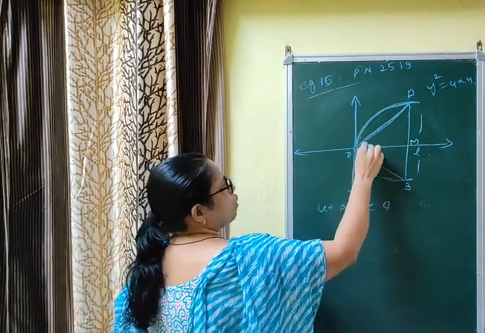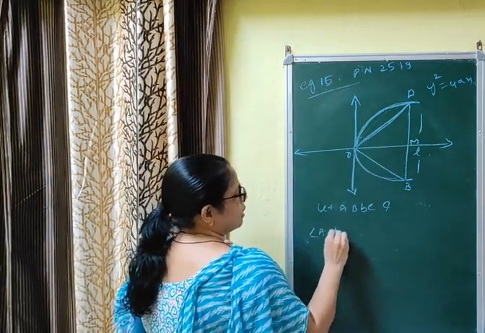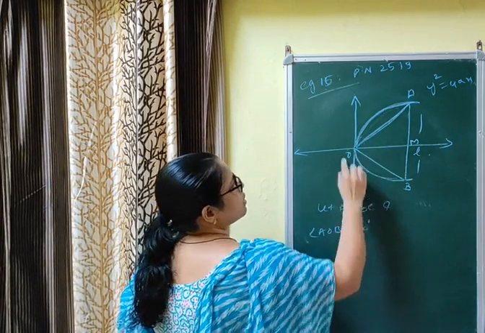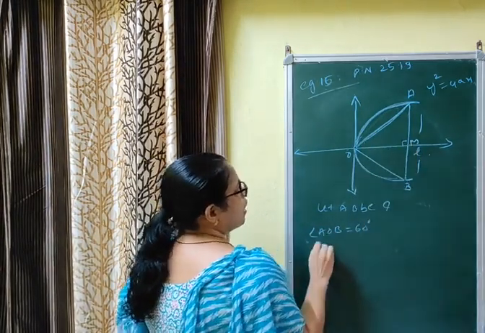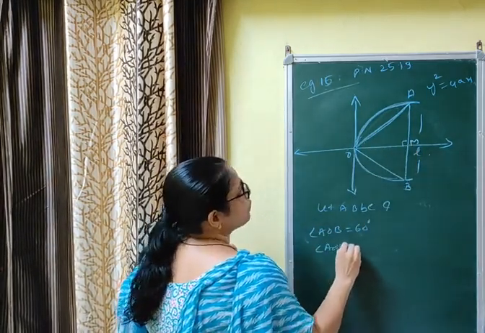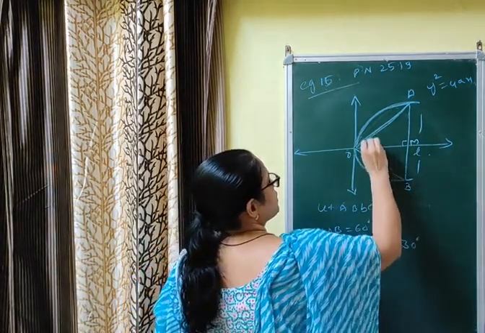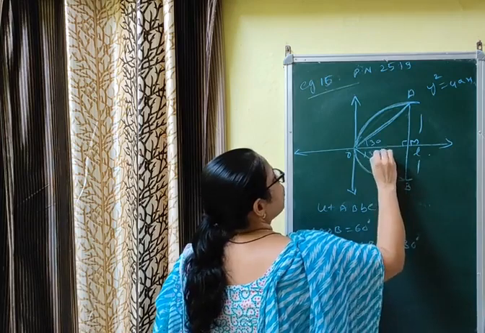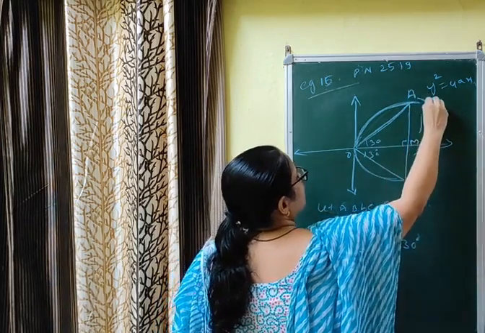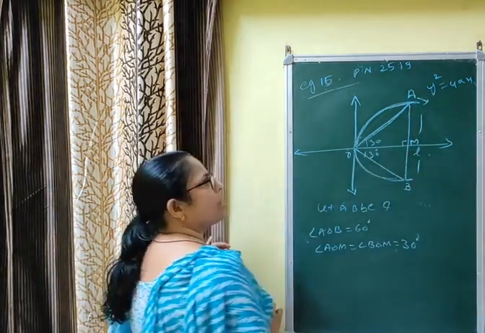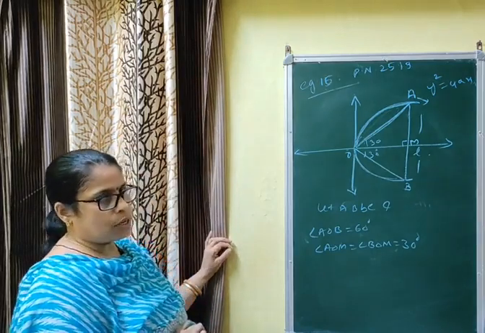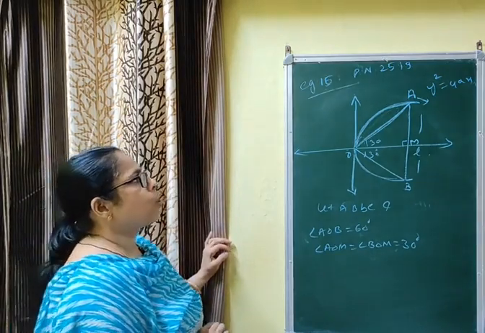Since each angle of an equilateral triangle is 60 degrees, and OM is perpendicular to AB, angle AOM is equal to angle BOM, which is 30 degrees. Now if you can find the coordinates of A, then you can put them in y square equal to 4x and find the value of L.